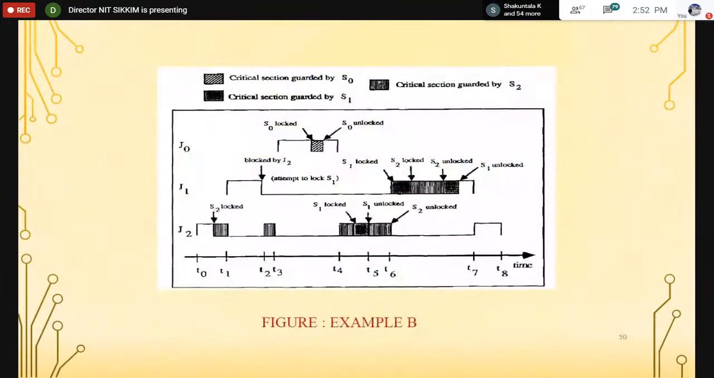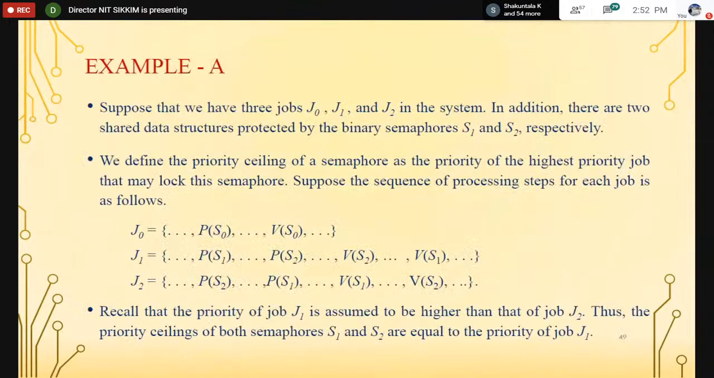But in this case, what will happen? As I said, we have modified this and we put the priority ceiling on the protocol. And what is the priority ceiling? Each and every semaphore is assigned the priority of the highest priority job with which it is associated. So the priority ceiling of S1 and S2 is 1, because the highest priority job using S1 and S2 is J1, and the priority ceiling of S0 is 0.